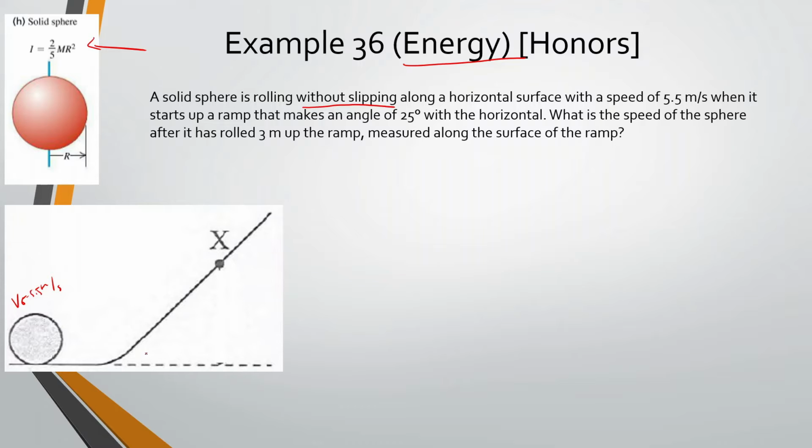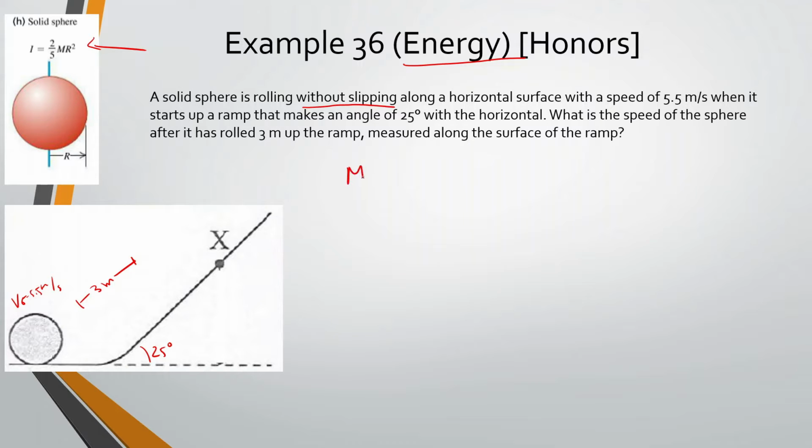The ramp makes an angle of 25 degrees to the horizontal. What is the speed of the sphere after it has rolled 3 meters up the ramp? After it has rolled 3 meters up the ramp, measured along the surface of the ramp. Okay, so let's figure this out.